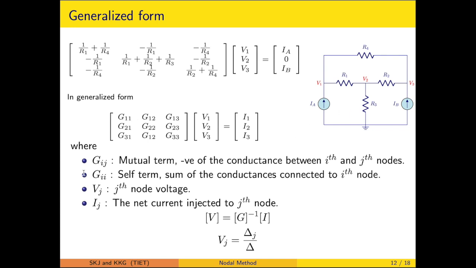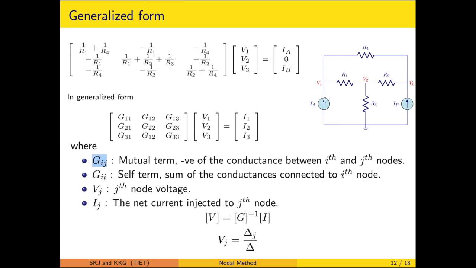When we standardize the term Gij, where i and j are different, it suggests the mutual term, which is the negative of the conductance between the ith and the jth node. Similarly Gii, which is a self term, is the sum of the conductances connected to the ith node. Vj is the jth node voltage with respect to the reference, and lastly Ij, as per this nomenclature, is the current injected into the node.